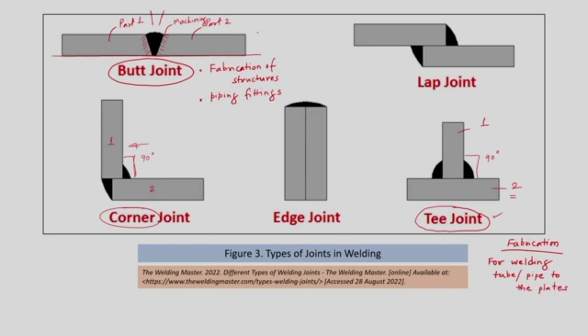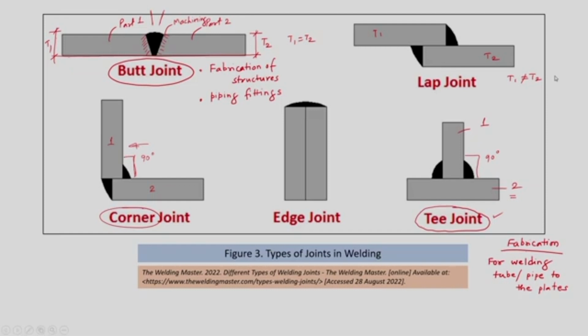In a butt joint, we require both the sheets to be of the same thickness. So, this T2 and T1 are the same. In this case, T1 is equal to T2. Now, consider we have two different parts of two different thicknesses, T1 and T2, and T1 is not equal to T2.